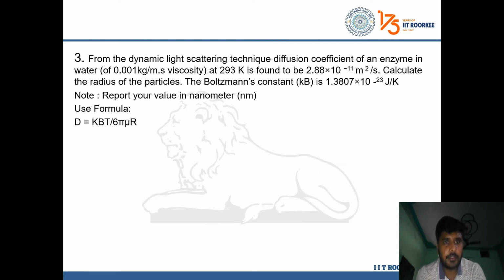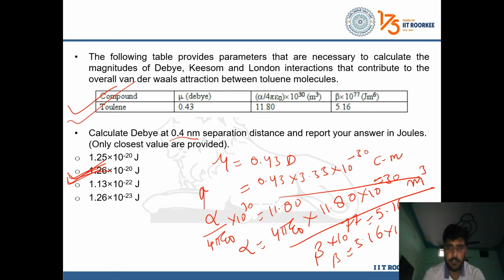From the dynamic light scattering technique, the diffusion coefficient is given to you. You have to calculate the radius of the particle. The Boltzmann constant is also given. Report your value in nanometer. So the Boltzmann constant value, the temperature, and 6 pi are constants, and mu is the viscosity, already given here. You have to calculate the radius, and the diffusion coefficient is already given.